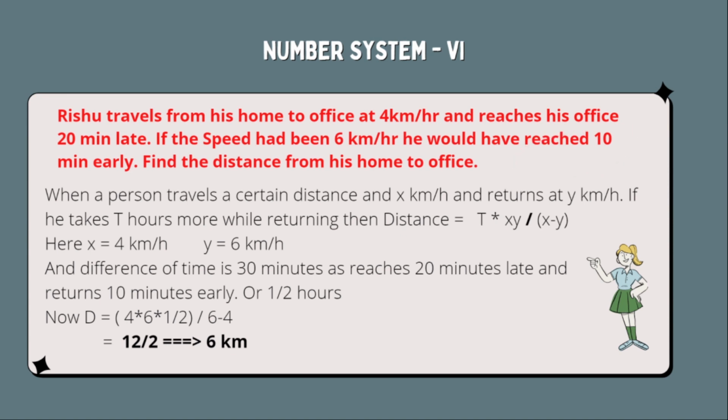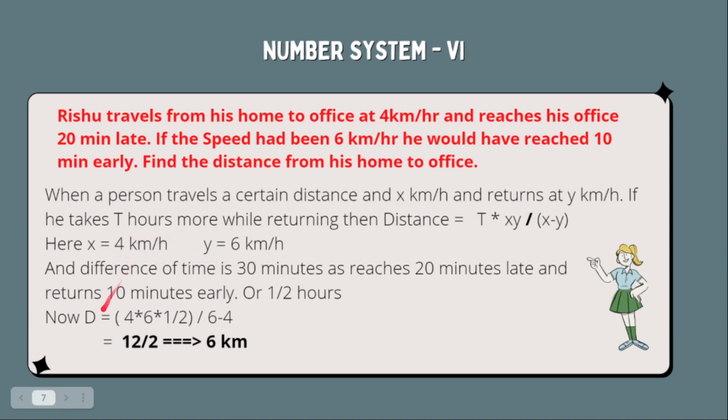Suppose at normal speed he reaches in t minutes, and when he is running at 4 km per hour he is 20 minutes late, but when he is going at 6 km per hour, then he is 10 minutes early, which means the difference of time is 30 minutes. Okay, so here I have shown that the difference of time is 30 minutes as he reaches 20 minutes late and returns 10 minutes early. So it's 30 minutes, or we can call it 1 by 2 hours. x is 4 and y is 6.